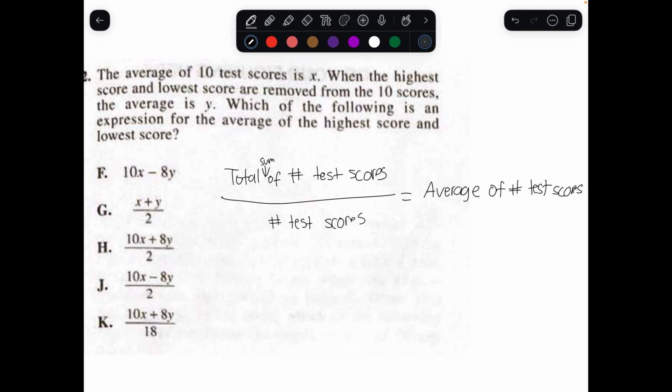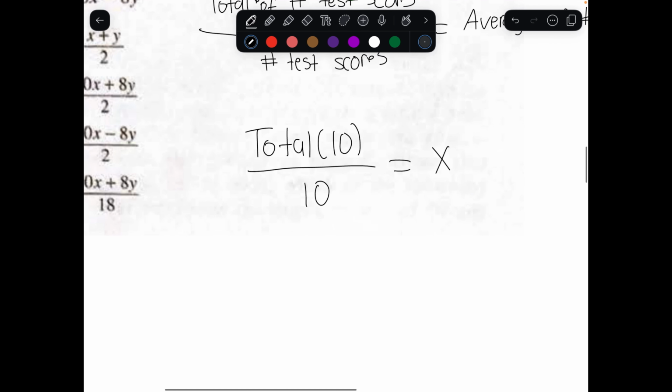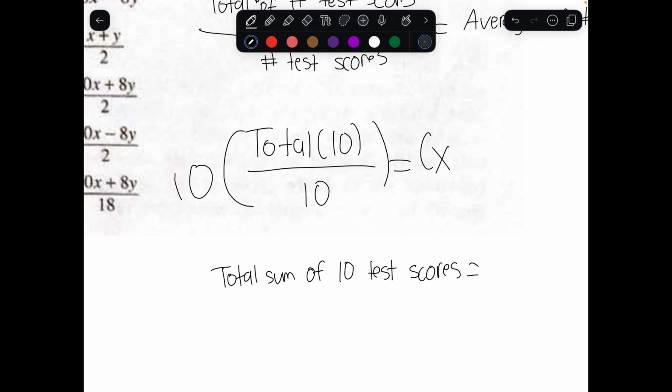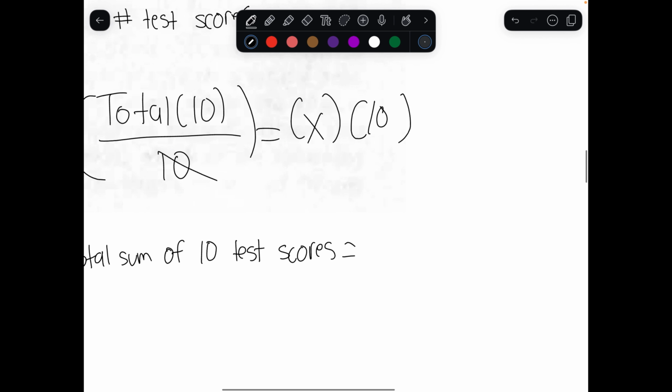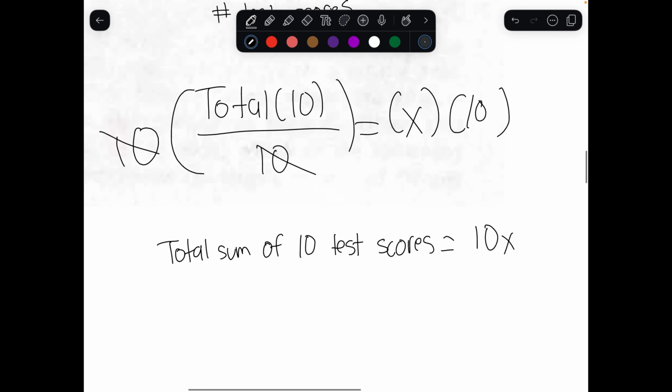So we know that the total of 10 test scores divided by 10 equals x, right? So we know that the total sum of 10 test scores is equal to 10 times x, right? Because we can multiply by 10 to both sides to figure out that 10 times x equals the total sum of the 10 test scores.